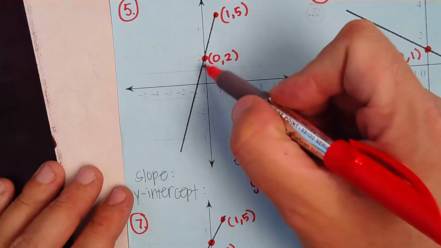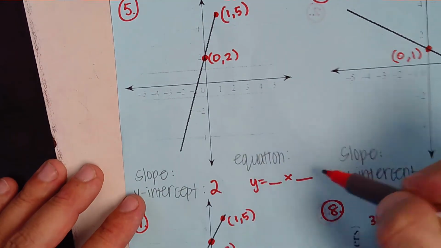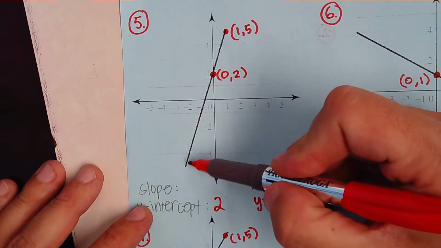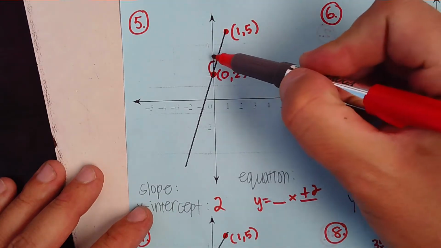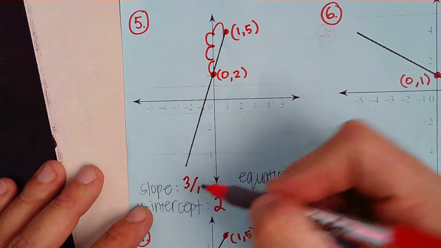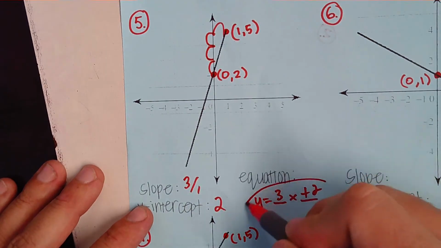As I look at the y-intercept, it crosses +2. So +2. And if I look at the slope, I'm going to rise and run. I see from left to right it's rising. 1, 2, 3 over 1. 3 over 1, or just known as 3.